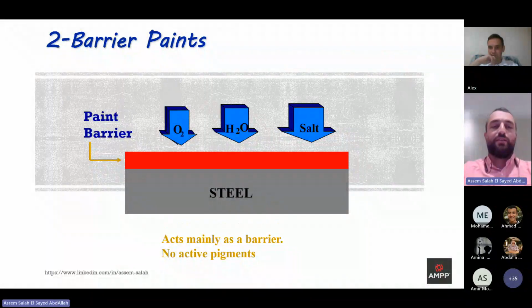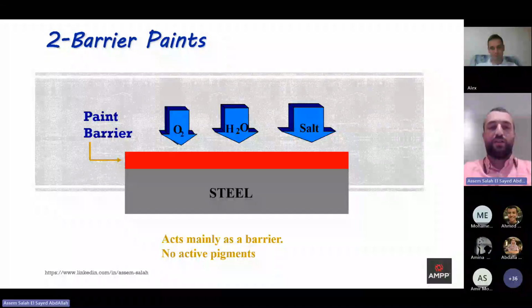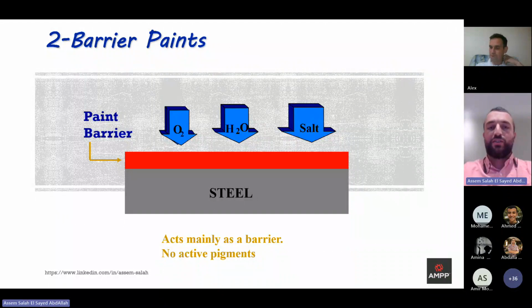Mr. Alk. The other type of painting is the barrier paints. The barrier paints have another idea to protect the steel metal. If you can remember the three parts of the corrosion cell, you have cathode, anode, and electrolyte. In this idea, you have to cut this link. You have to separate the electrolyte from the cathode and the anode. You prevent the oxygen, the water, the salt from reaching the bare steel.